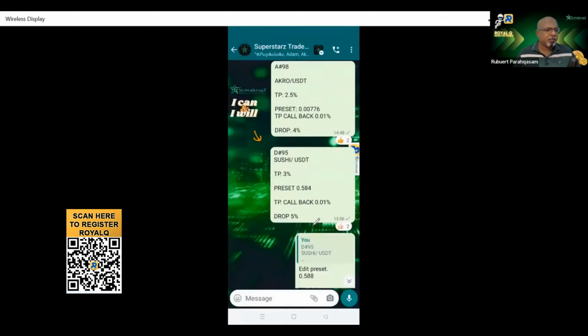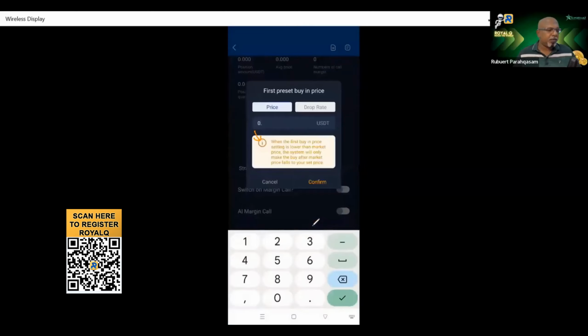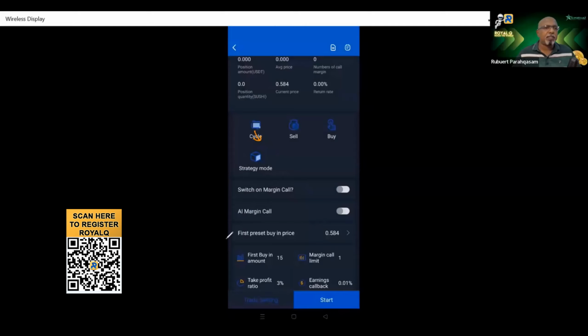0.584. Then I tap on confirm. What do I do next? Strategy mode setting? No, we've already set everything. What do I do next?